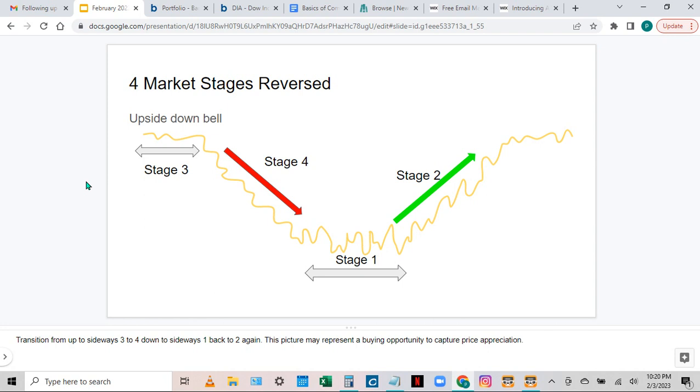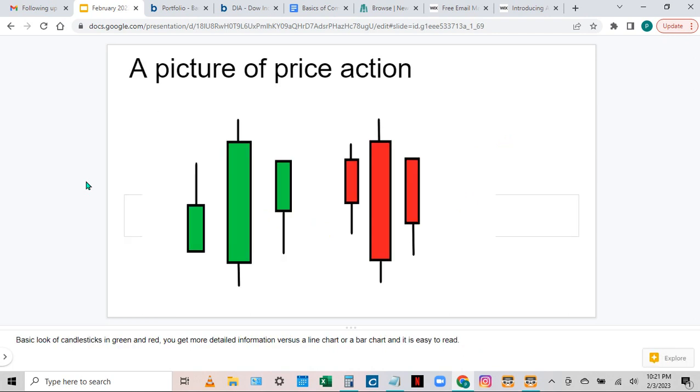This video series is going to be a little bit repetitive on purpose because trading is repetitive. So we reviewed the 4 stages for you. When I look at these stages, I'm not using a line chart, okay? I'm using a candle chart.